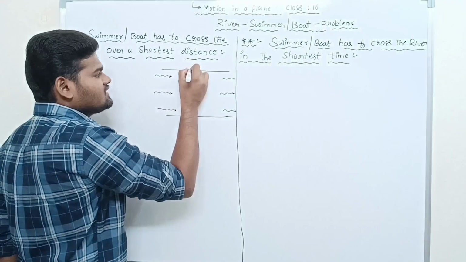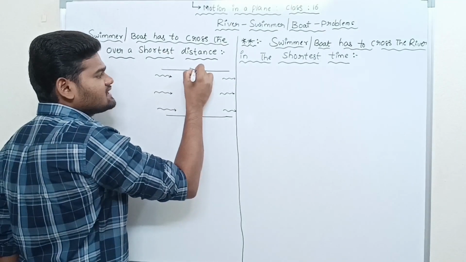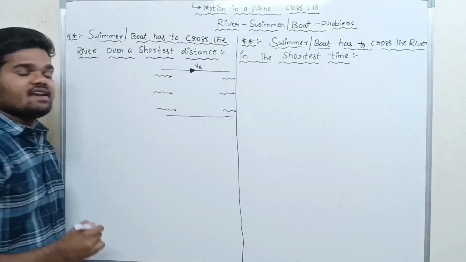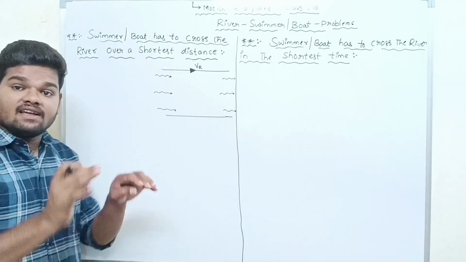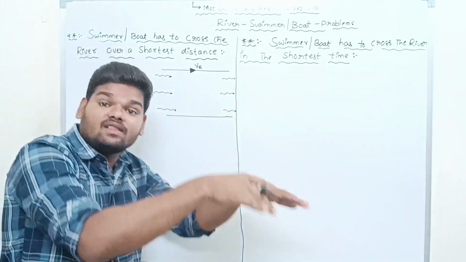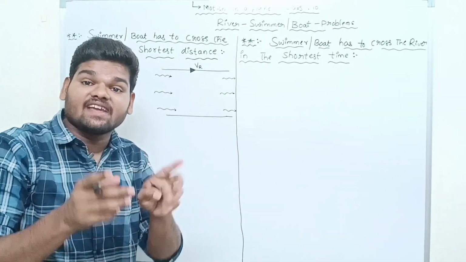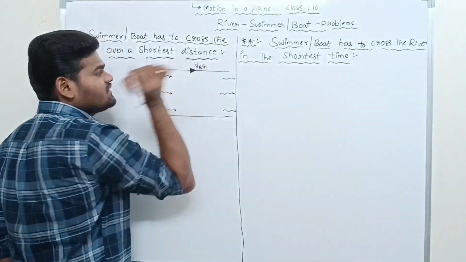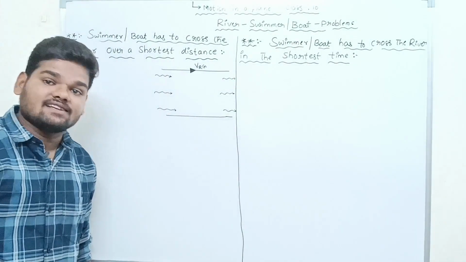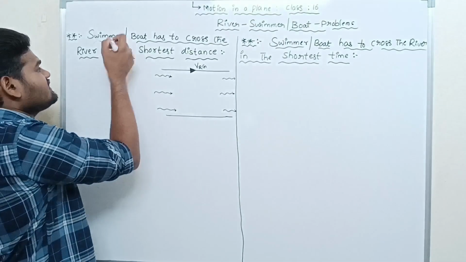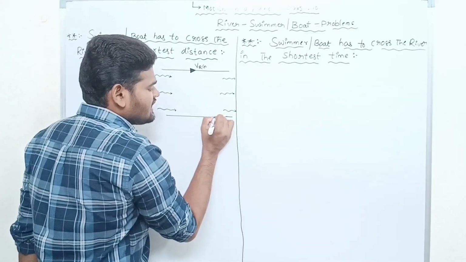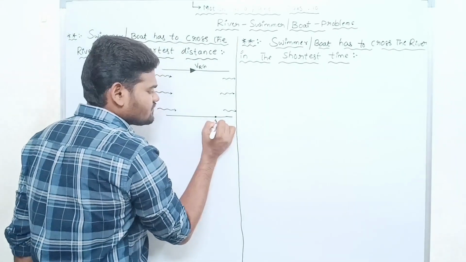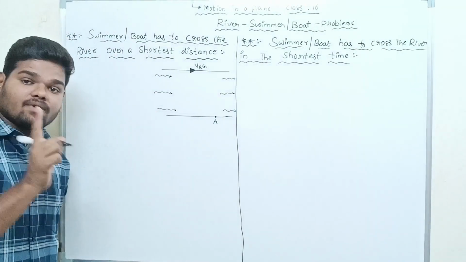Now, the velocity of river, I am taking VR. VR be the velocity of river. And as we know, the river is flowing on the surface of the ground, so this is the velocity of river with respect to ground. Now we need a swimmer or boat. Here I am taking one swimmer. Initially, the swimmer is at a point A.